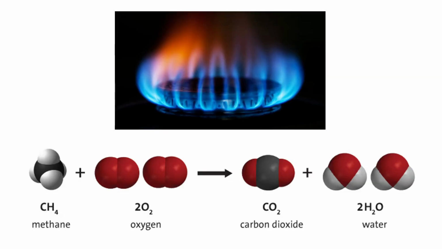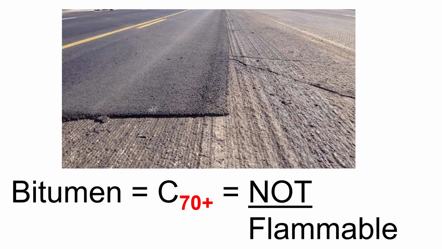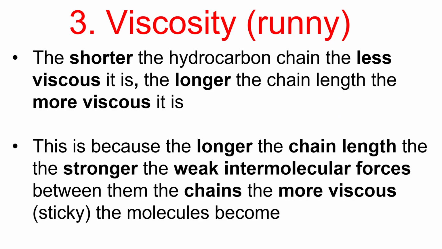That means methane, which is really small, the oxygen can access it easily in a combustion reaction, making carbon dioxide and water. Whereas in road tar, which is 70 plus carbon atoms, if I throw a match on the road, it ain't going on fire, it's not flammable, because the oxygen can't get at the carbon atoms when the chains are that long. Next, viscosity.